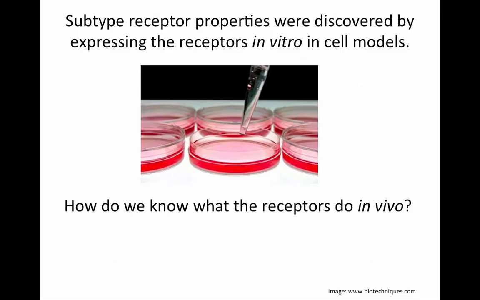All of these receptor subtype properties were discovered by expressing the receptors in cells in vitro and then testing for different receptor properties. So how do we know what the receptors do in vivo in light of their complex expression patterns in the brain? We will address this question in the next video.